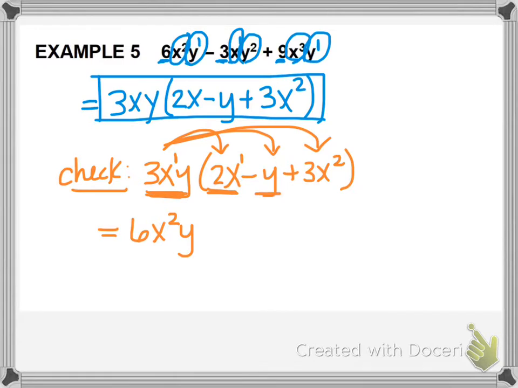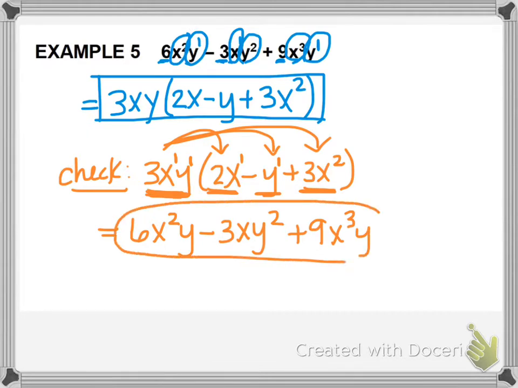3xy times negative y. Well, 3 times a negative is going to be negative 3. I only have one x, but now I've got two y's, so I'm going to add the 1's for both of those y's and make y squared. Last, 3xy times 3x squared. 3 times 3 is 9. I'm going to add the 1 and the 2 exponents on my x to get x to the 3rd power, and then I've just got a y. So I'm going to compare this simplified version to what I started with, and yep, they look exactly the same. So that means I correctly factored this.